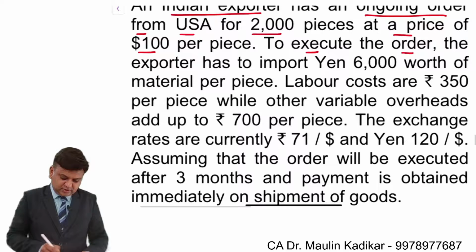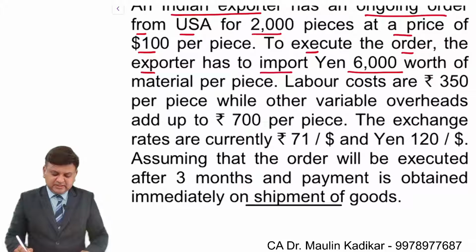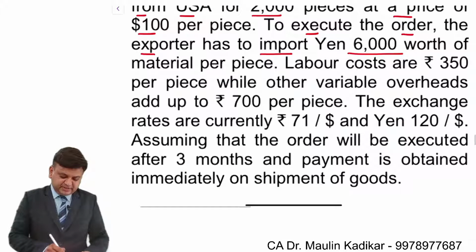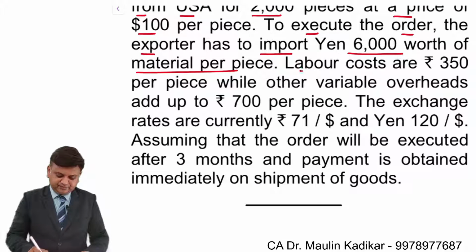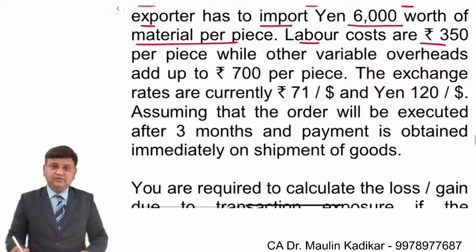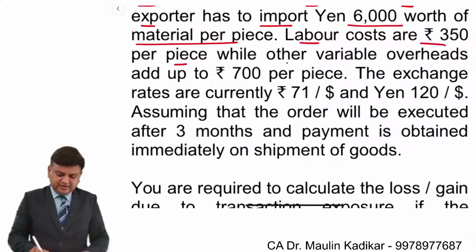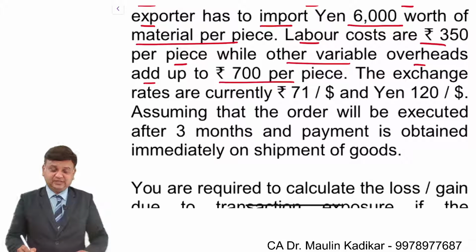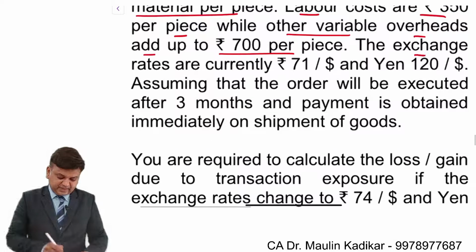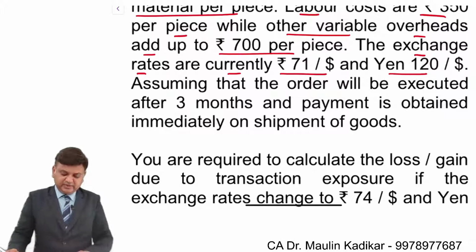To execute the order, the exporter has to import 6000 yen worth of the material per piece. Labor costs are rupees 350 per piece, while other variable overhead add up to rupees 700 per piece. The exchange rates are currently 71 rupees per dollar and 120 yen per dollar.